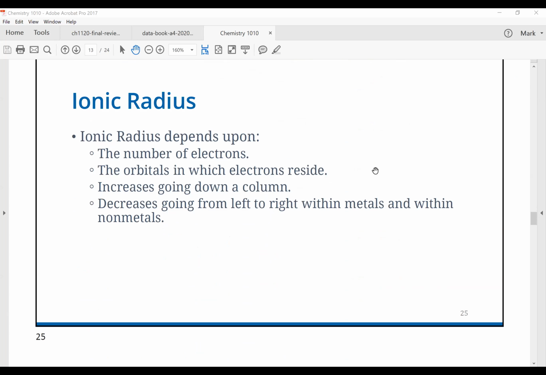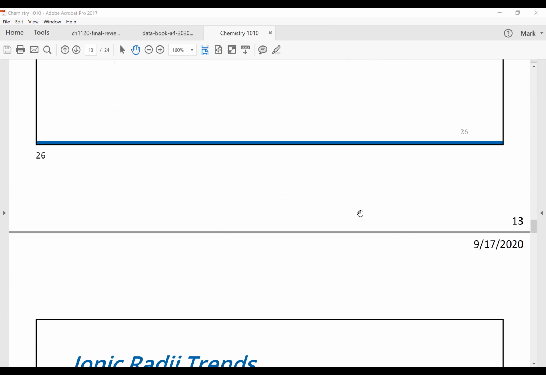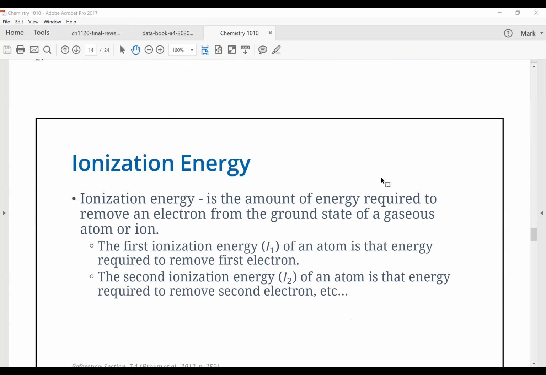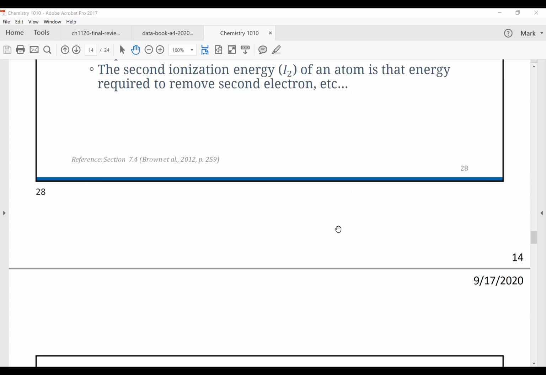Okay, you don't need to know this. Atomic radius depends on that, and so on. Doesn't matter. You just need to know the trend. Okay, ionization energy. This is the energy it takes to turn something into an ion, meaning the energy it takes to remove an electron. Things become ions when you remove electrons.